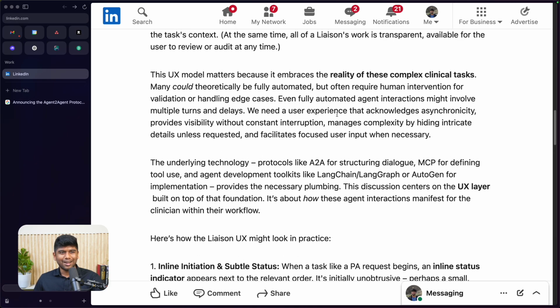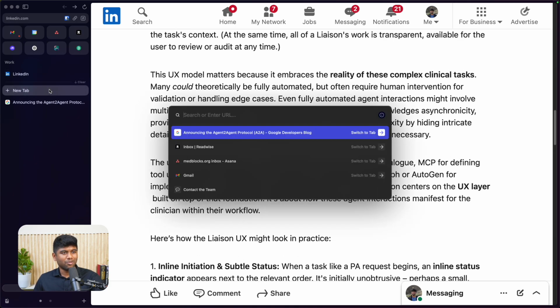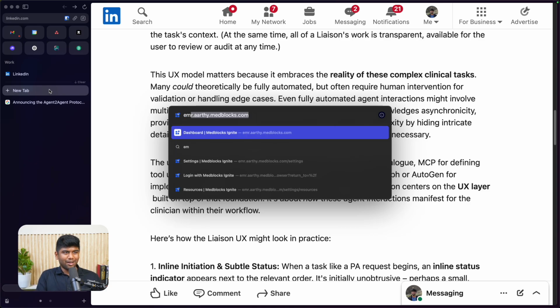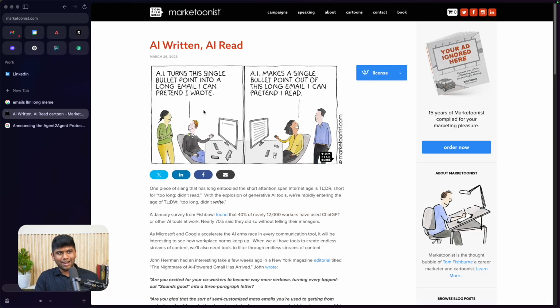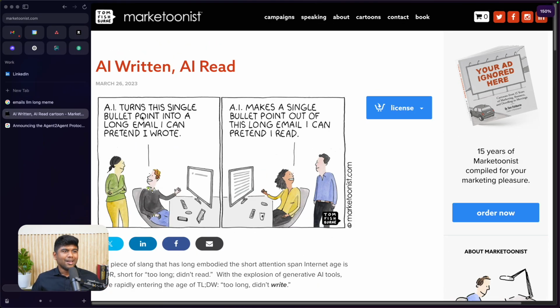Again, this reminds me of that meme where two people are sending emails, LLM long. Let's see if I can find this. Yeah, there we go. I think it will probably turn into something like this. Let me know what you think. AI turns a single bullet point into a long email I can pretend I wrote. AI makes a single bullet point out of this long email I pretend I read. Right? So there are two ends.